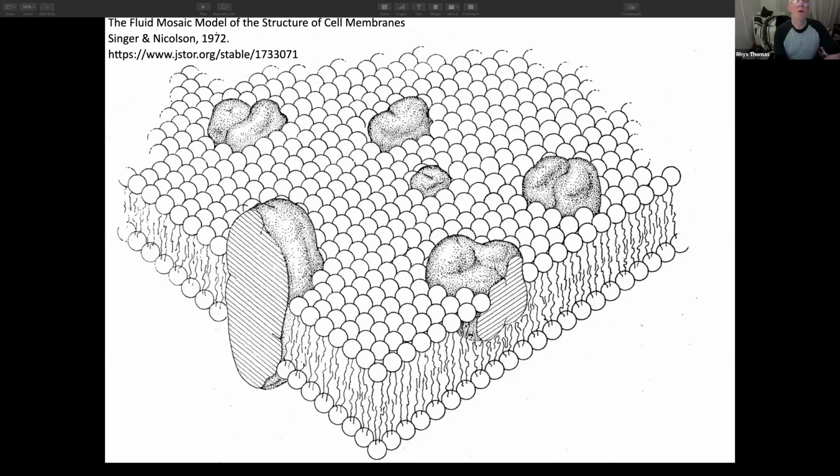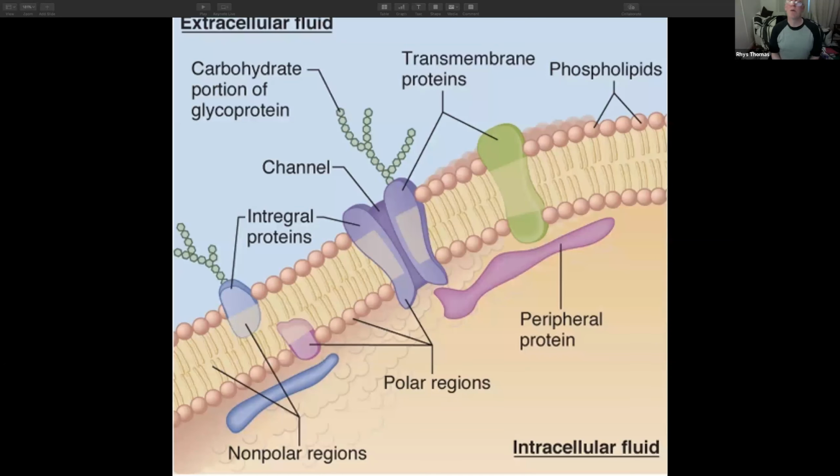And yes, I think the next one shows it with a bit more detail, showing that difference between the integral proteins and the peripheral proteins. And the peripheral proteins can be inside or outside the cell. And polar regions and non-polar regions is just another way of saying hydrophilic versus hydrophobic, or the reverse of that, lipophilic, lipophobic. So there's a few different words to describe that.